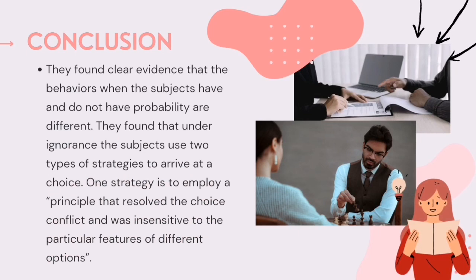In conclusion, they found clear evidence that the behavior when the subjects have and do not have probabilities is different. They found that under ignorance, the subjects use two types of strategies to arrive at a choice. One strategy is to employ a principle that resolves the choice conflict and is insensitive to the particular features of different options. The authors expressed some degree of surprise at the finding and wrote, "It is perhaps ironic that under ignorance, when people should probably think harder when making decisions, they do not. In fact, they may be swayed by the availability of simple arguments that serve to resolve the conflict of choices."